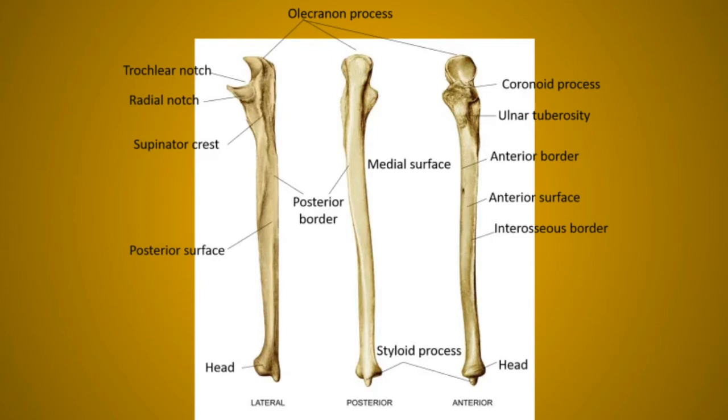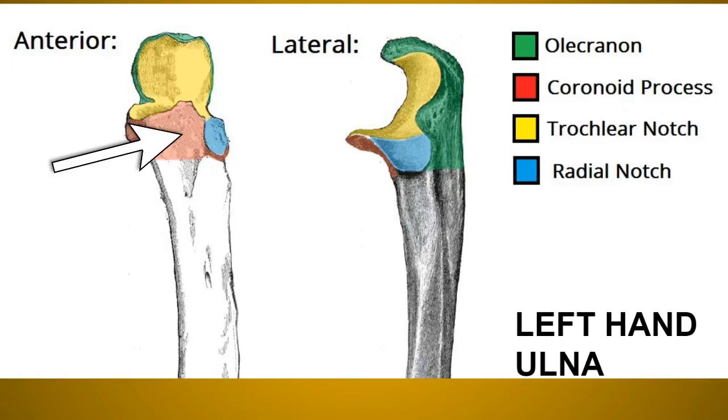Next is the medial surface. The medial surface of the Olecranon process is continuous inferiorly with the medial surface of the shaft. The lateral surface is smooth and continuous with the posterior surface of the shaft, and the superior surface, in its posterior part, shows a roughened area.